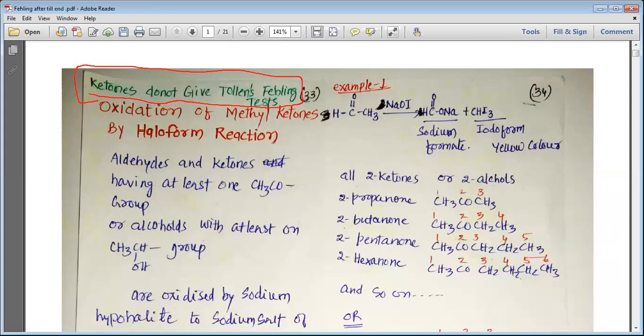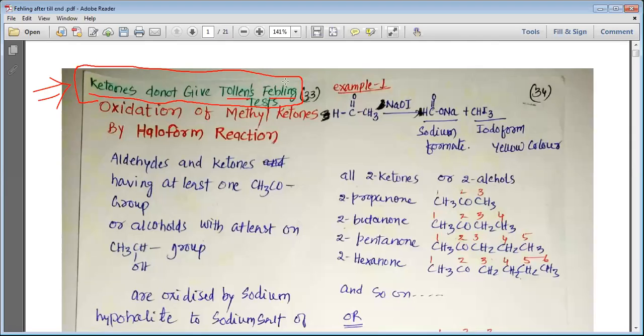Ketones do not give the Tollens test and the Fehling test. Please remember that ketones neither give the Tollens test nor give the Fehling test. Ketones don't give Tollens or Fehling test.